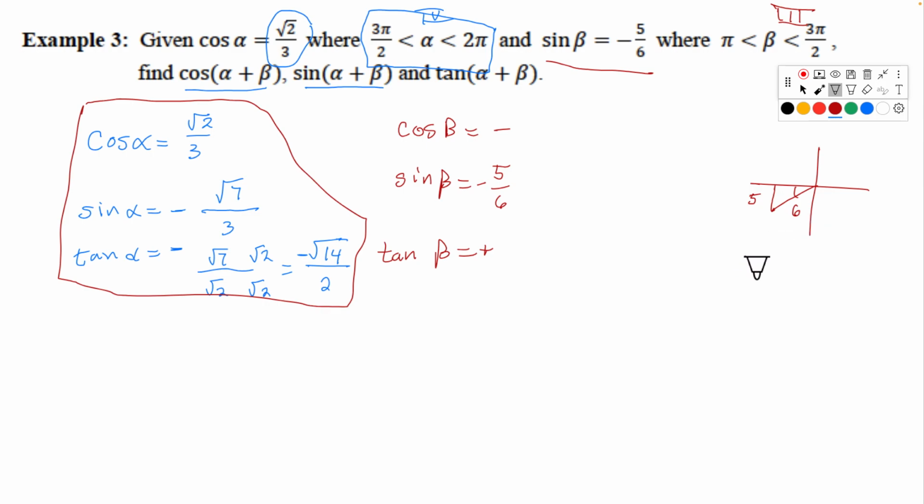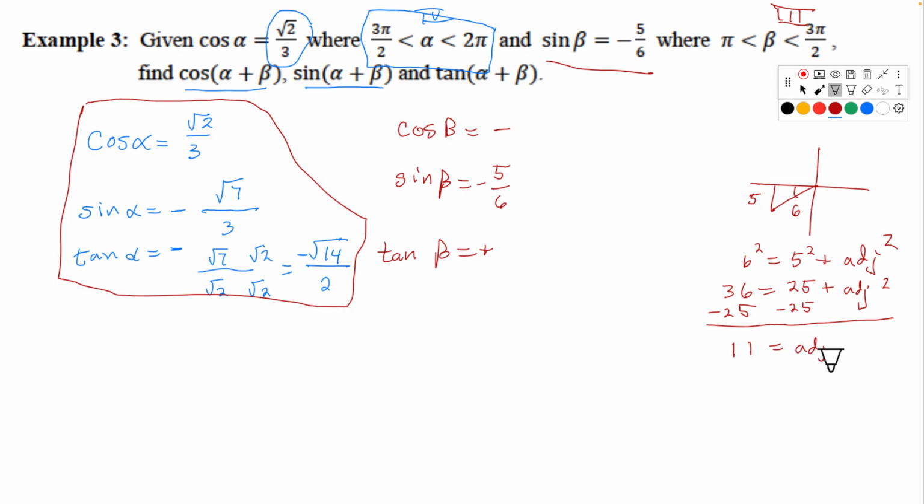So 6 is the hypotenuse, so I know 6 squared is equal to 5 squared plus adjacent squared. So 6 squared is 36, 5 squared is 25, plus the adjacent squared. We will subtract 25 from both sides, and that gives us 36 minus 25 is 11, right? Okay. That's the adjacent squared. Take the square root of both sides. So it's going to be square root of 11.